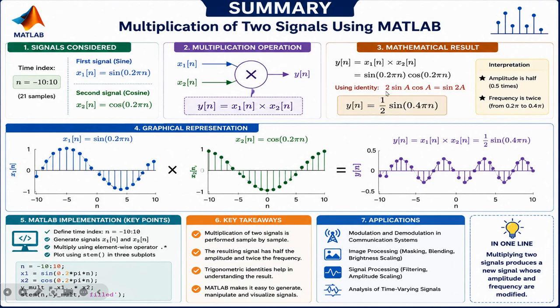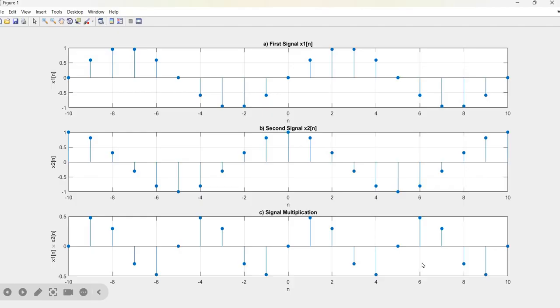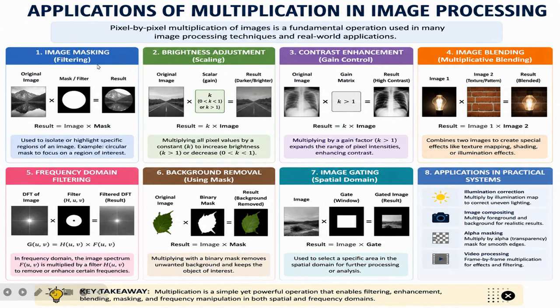Here we are using the trigonometric identity, that is 2 sin A cos A is equal to sin 2A. And MATLAB makes it easy to generate, manipulate and visualize the signal. These are the applications which we have discussed. And here this is the graph which we will get after executing the program.